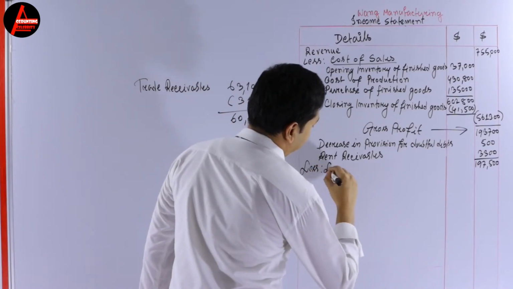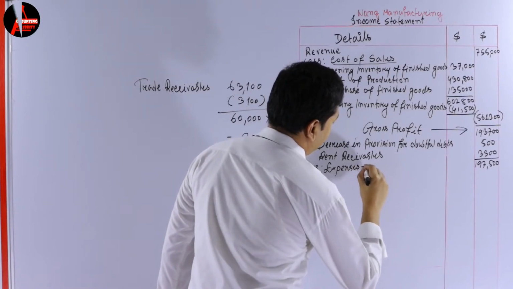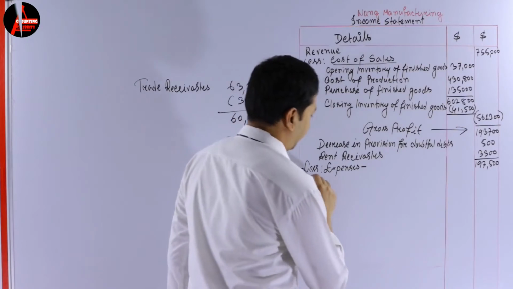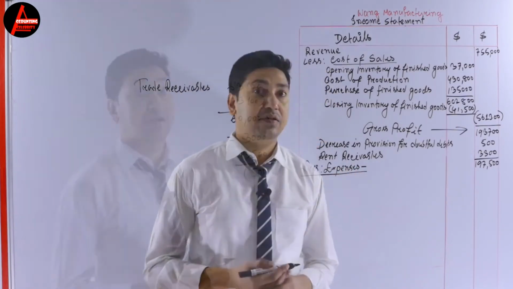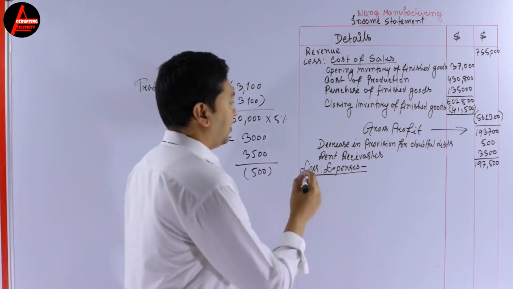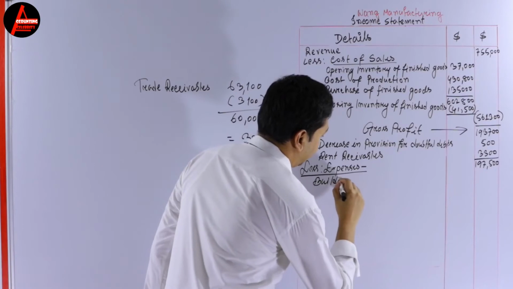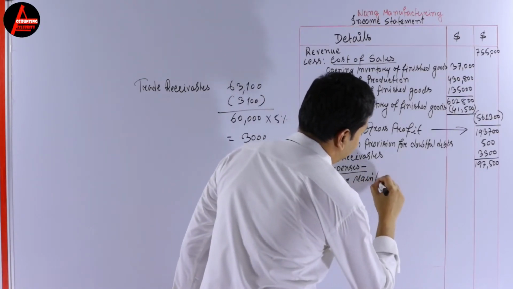Okay. So let us write here less expenses. Okay, what are the expenses given in the question? First of all, we have building maintenance. Yeah, so let us write building maintenance.